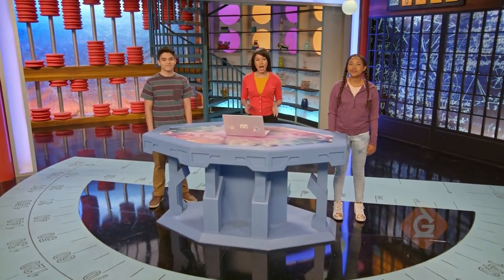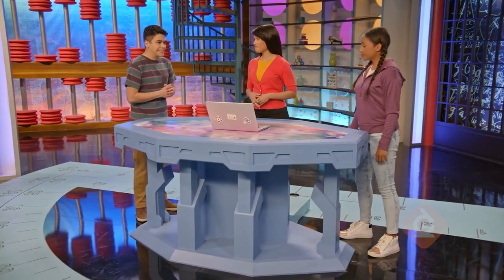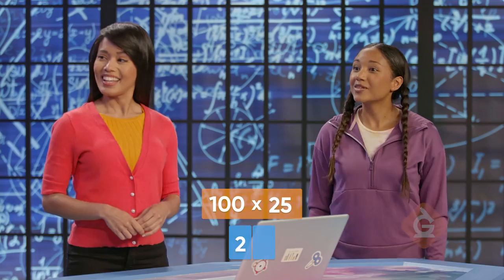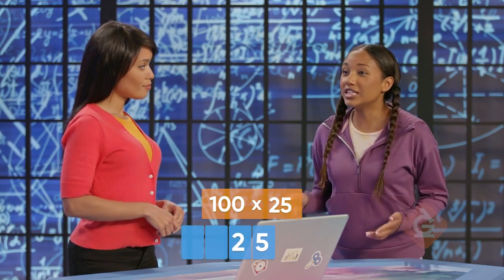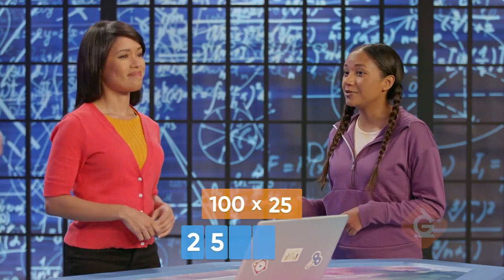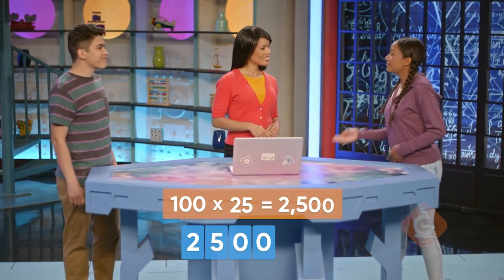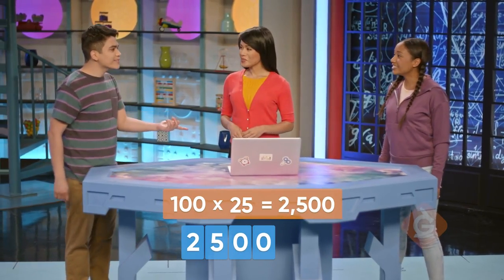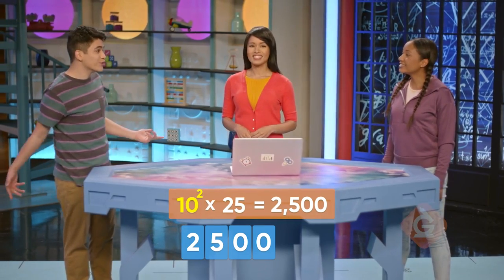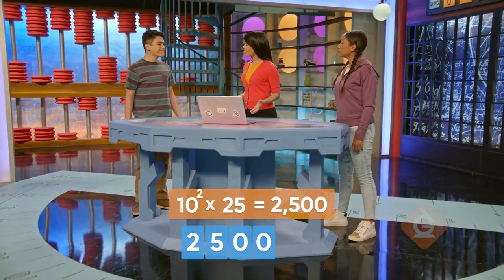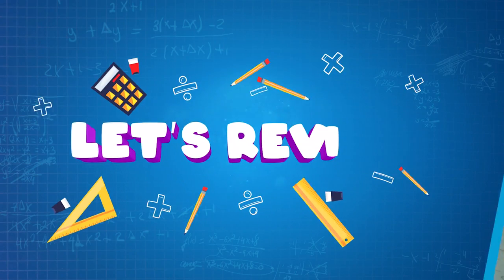Now that you understand powers of 10, you should know how I solved your cookie problem in my head. We got this. Since I ordered 100 boxes of 25 cookies, that is 100 times 25. So to solve it, we just move the digits to the left 2 place values. That makes 2,500 cookies. And that's the same answer as solving 10 to the power of 2 times 25. That's right. Now, let's review.